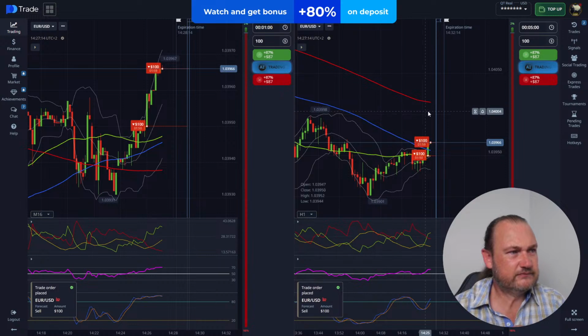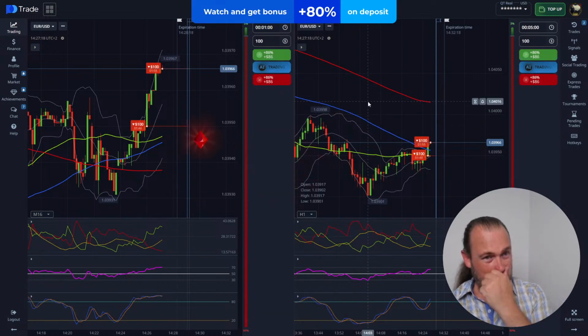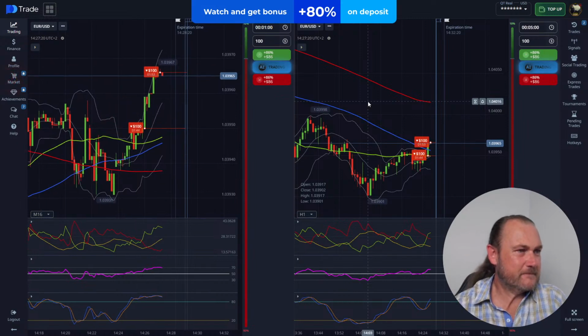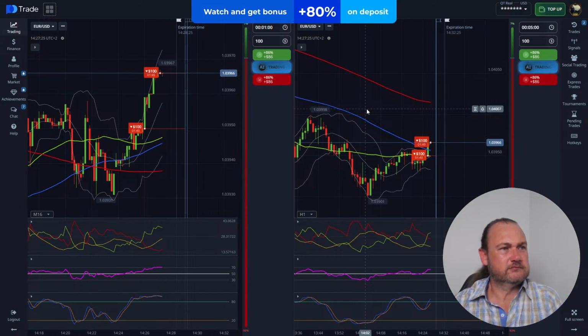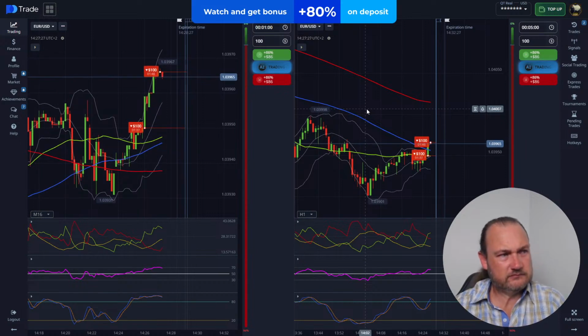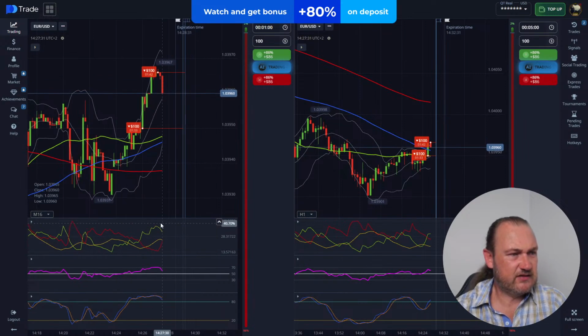Take another one. AI is adamant that we're going to drop. This does look good though. We've got a very semi-decent DI spike on the ADX here.